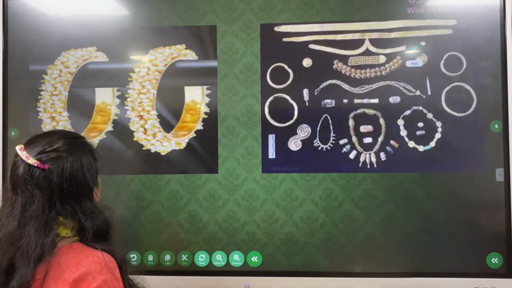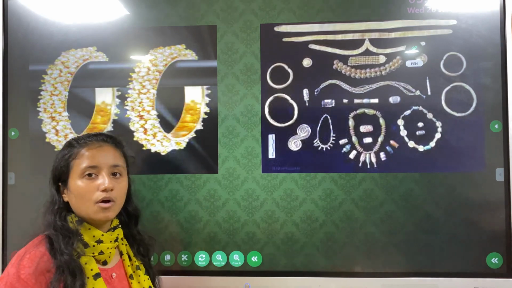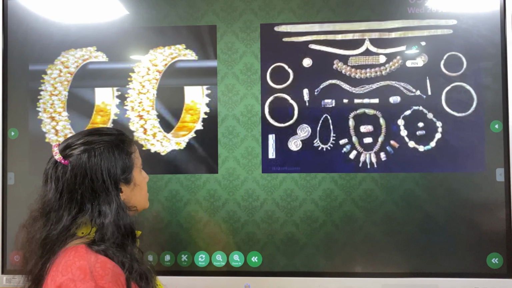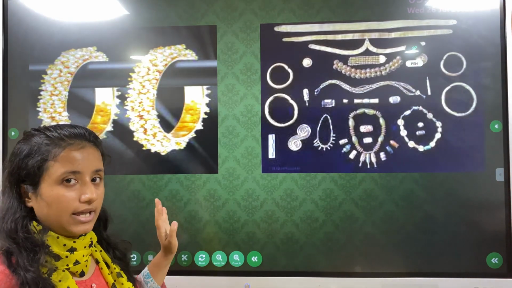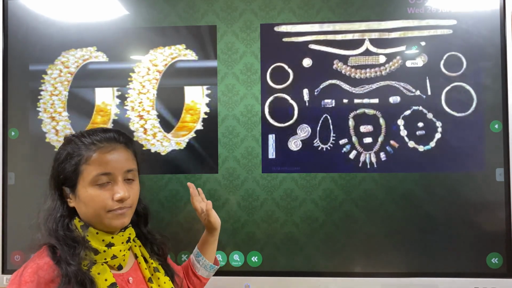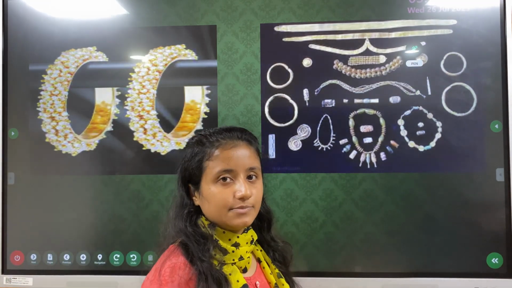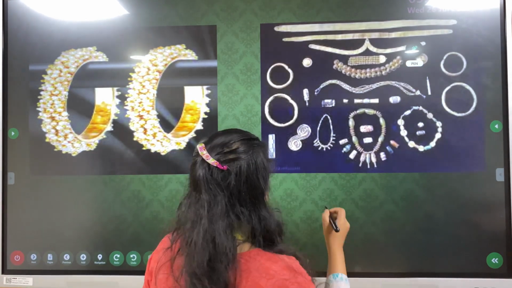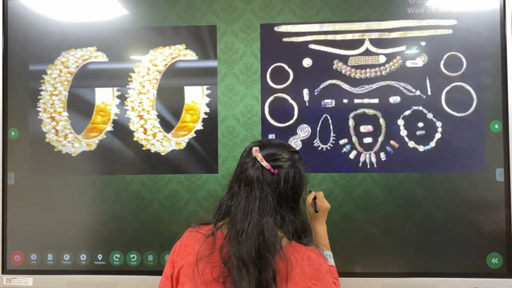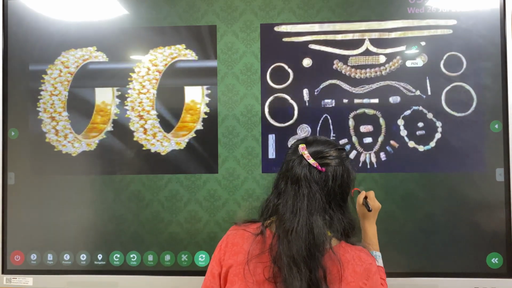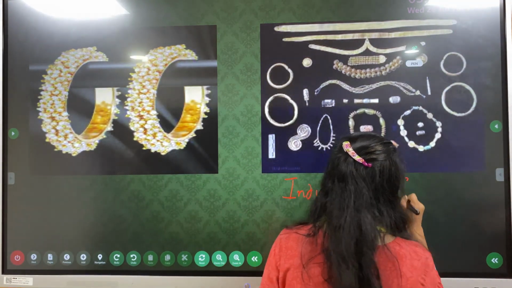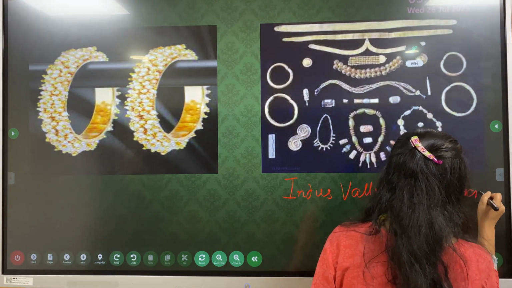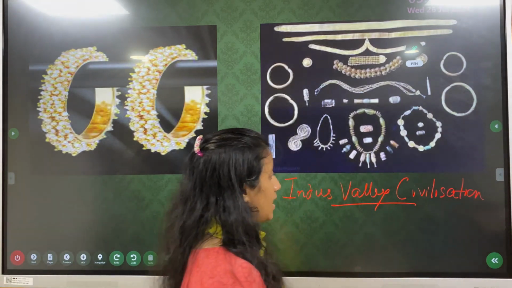Let's see this one. What is this image about? Now, this is an ornament. It is a bangle that we use in today's times. This you can get on Myntra. But this, what is this? This is an image from the Indus Valley Civilization. These are the ornaments found there.